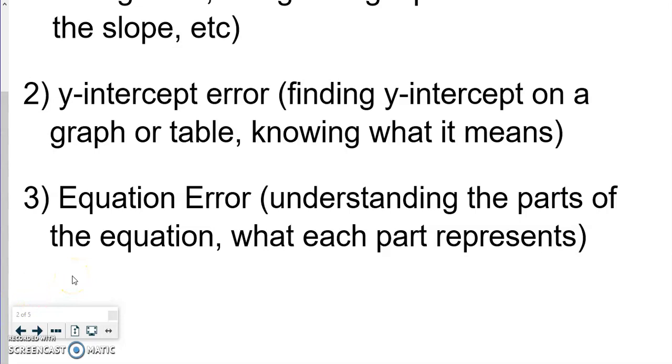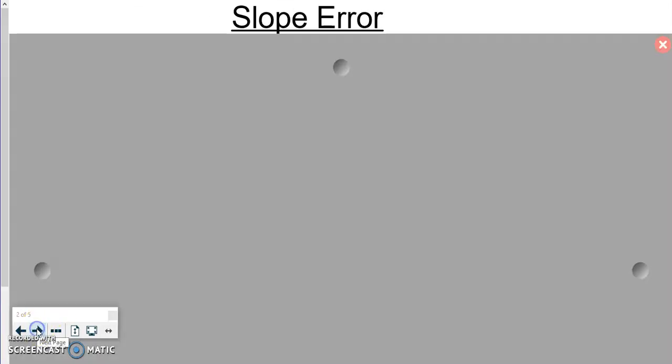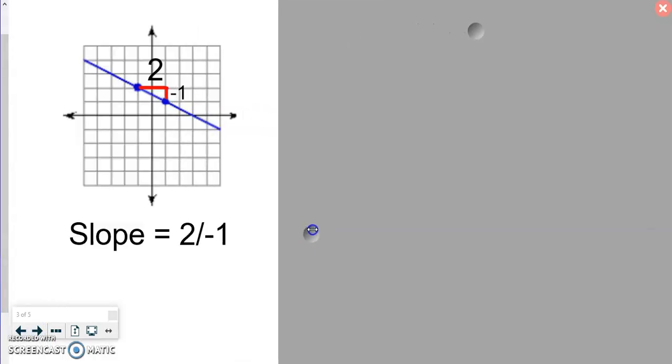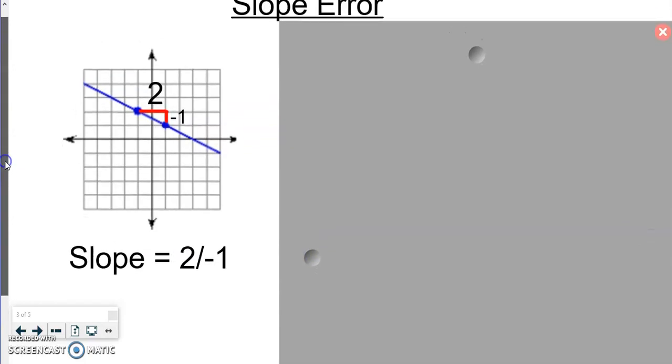So what I wanted to do was show you what those errors actually look like. First up, we'll talk about slope errors. Here's one problem right off the bat: slope on a graph. Notice that this student saw the 2 points, and then they found their change in y and their change in x. But notice that when they put it into slope, they put their change in x over their change in y, their horizontal change over their vertical change.